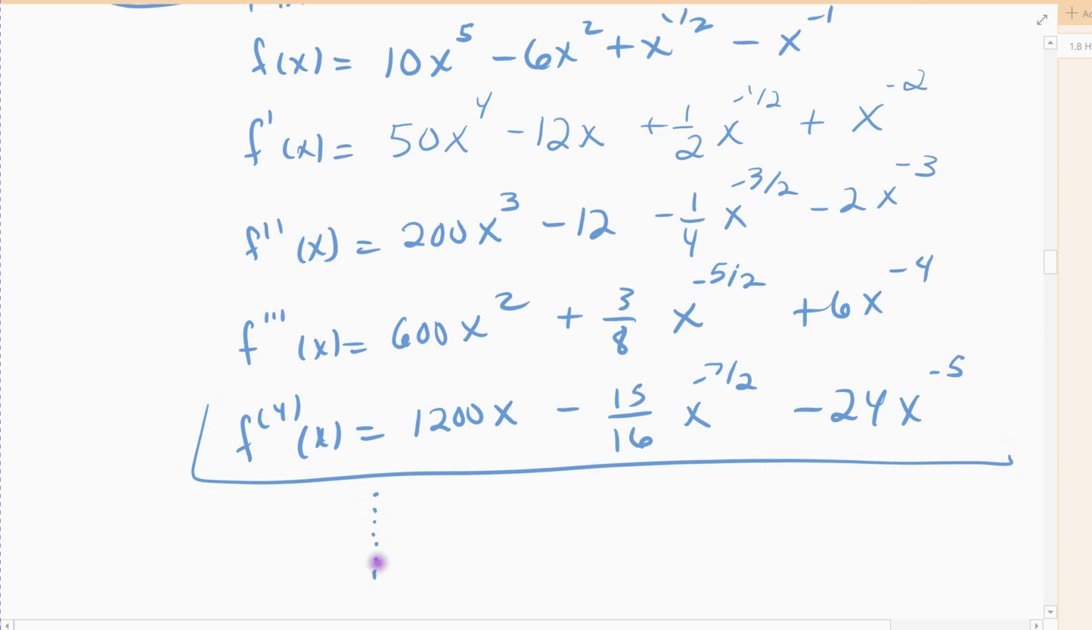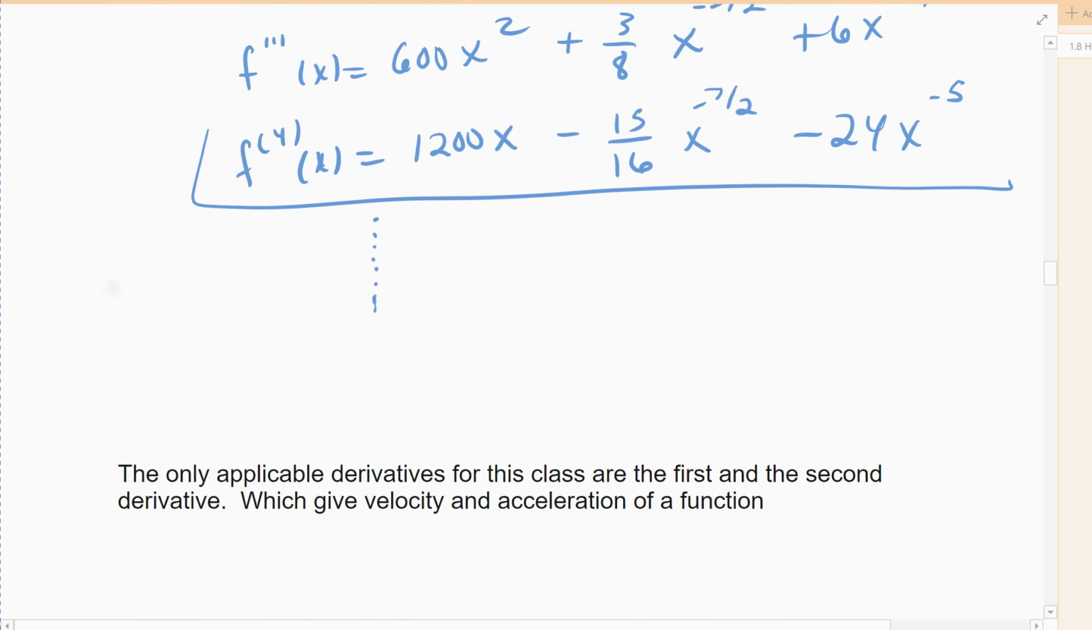Now, again, I could keep going. This function has infinitely many derivatives. Eventually this first term will zero out, but the fraction and the negative power will keep going. Again, we're not going to do that. And there is a pattern to them. Like I said, if you took a differential equation class, they'd talk about that. We're going to stop there. But you could see you could keep going. I could take a 5th derivative, 6th derivative, 7th derivative, and so on.